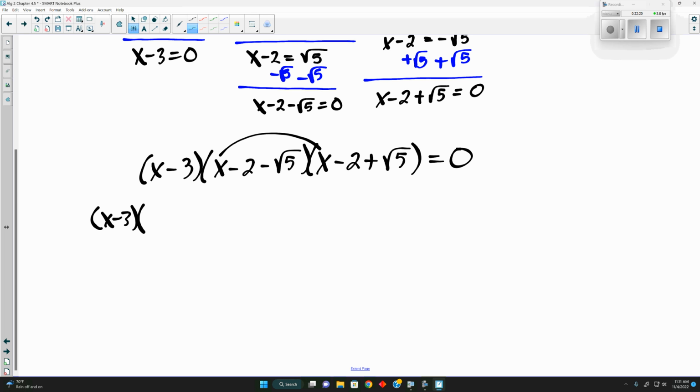So we'll do x times x, which is x squared. X times negative 2 is negative 2x. And x times the square root of 5 is going to be plus x square root of 5. Then we can move on to negative 2. So negative 2 times x is negative 2x. Negative 2 times negative 2 is going to be plus 4. And negative 2 times the square root of 5 is negative 2 square root of 5.